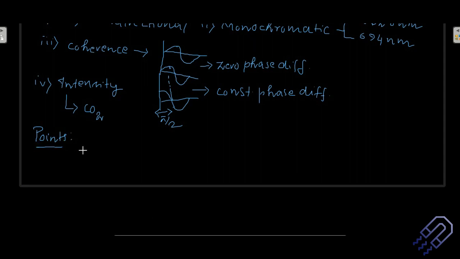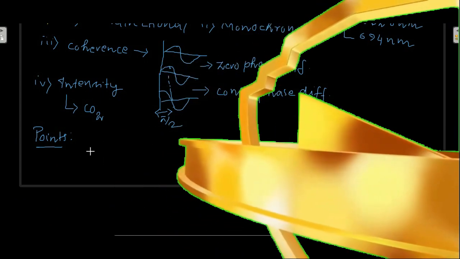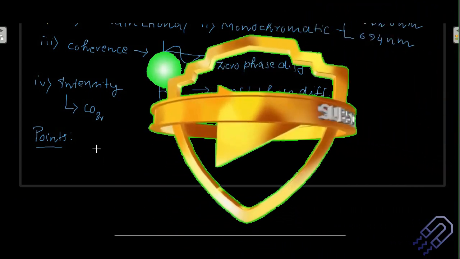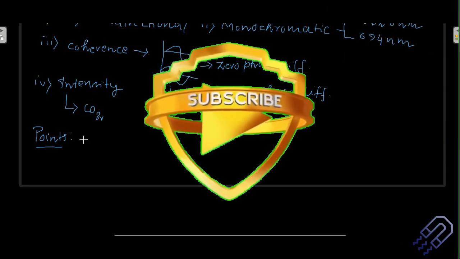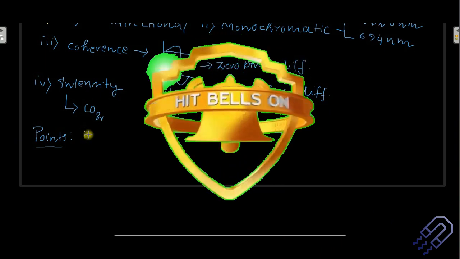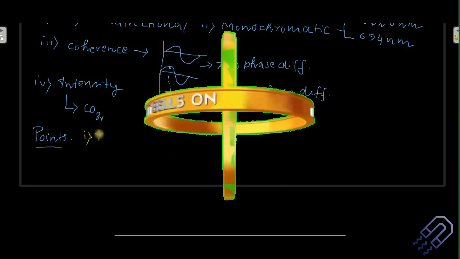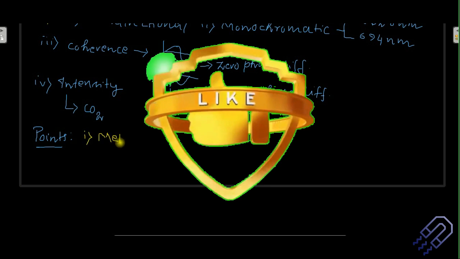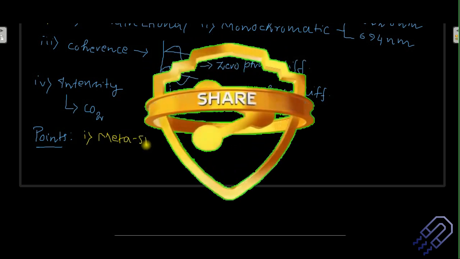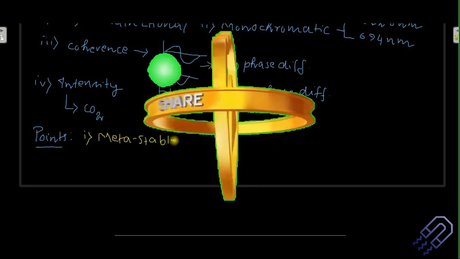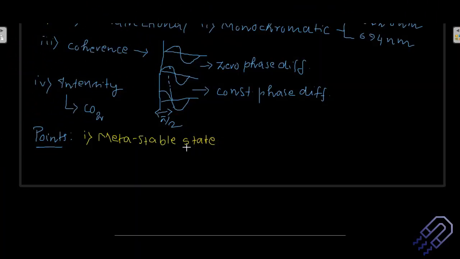A laser has got certain requirements which are very important. And what are the requirements for a laser action? There are two main points that we should know. Number one, there should be a presence of a metastable state. And then we should have a process which is called population inversion.